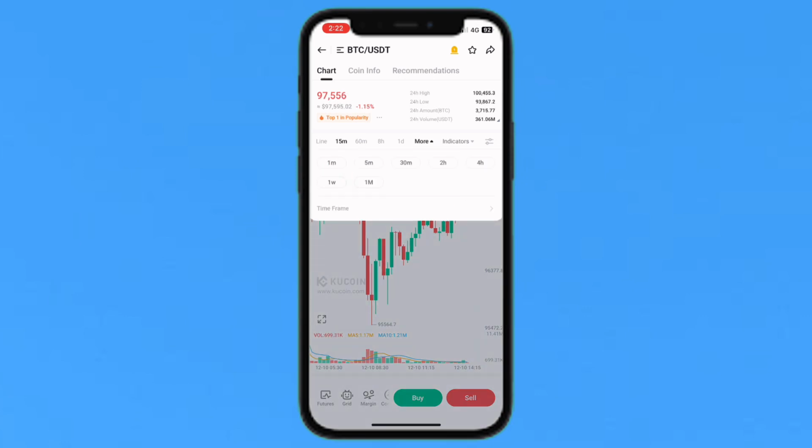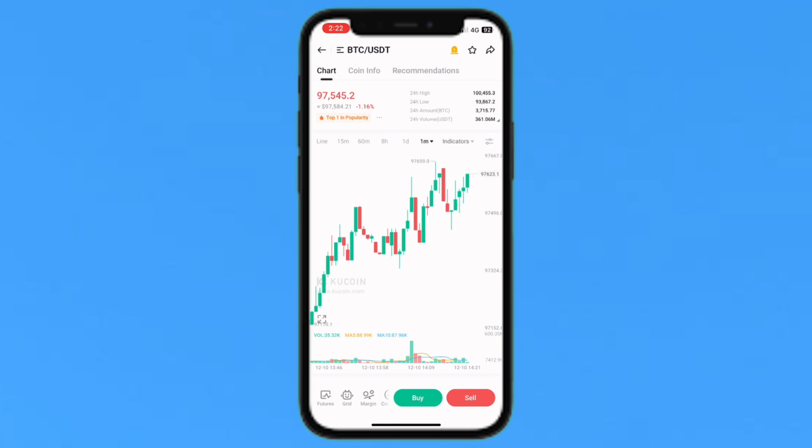1 minute, 5 minutes, 30 minutes, 2 hours, 4 hours, 1 week, and 1 month. So I will just set it on 1 minute trade. So here is the graph of the 1 minute trade.